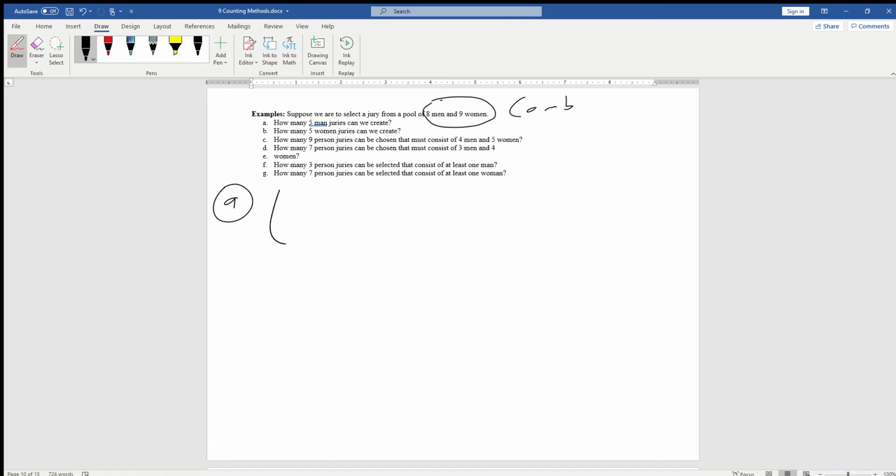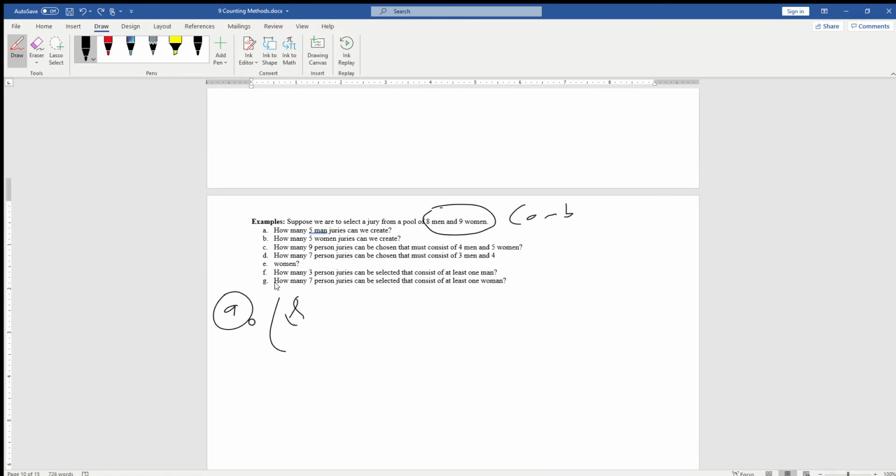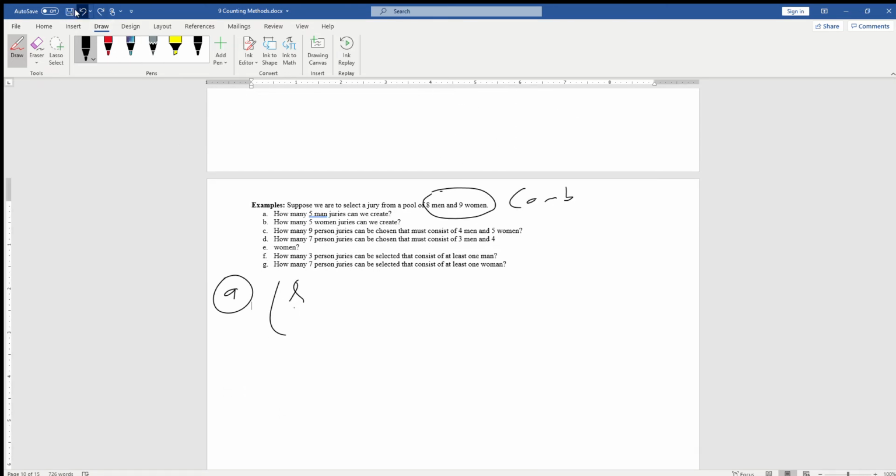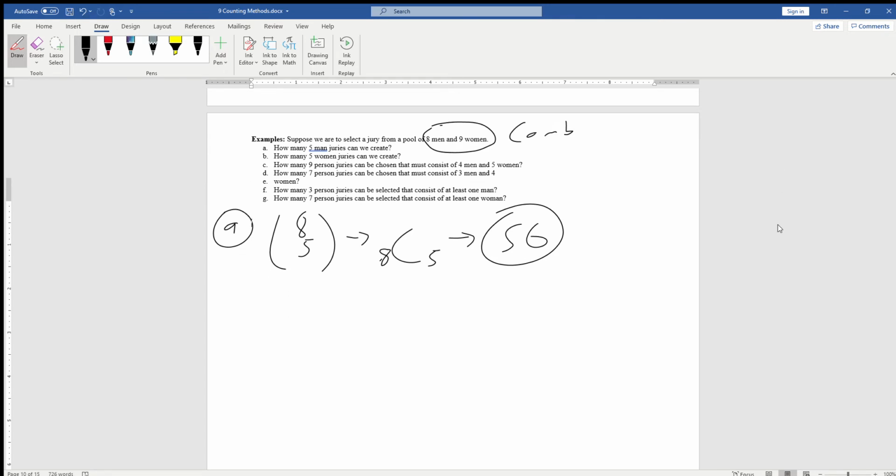So, there are 8 men, and of those 8, we want to select 5. Let me make my 8 look like an 8. Sorry about that. So, we have 8 men, and of those, we want 5. Now, in the calculator, what we're really going to do is compute 8 combination 5. That's what that notation means. I'm going to go ahead in the calculator, and I wind up with 56. So regardless of who those men are, there are 56 different ways that we can select them.